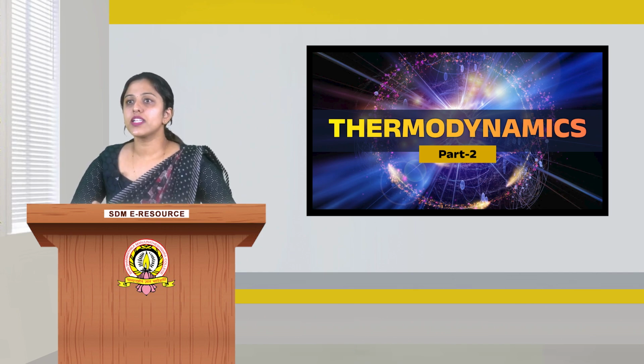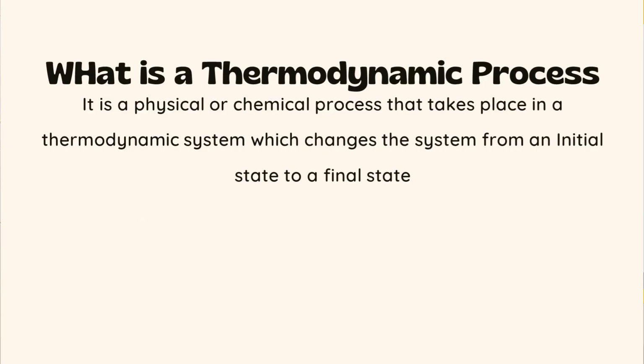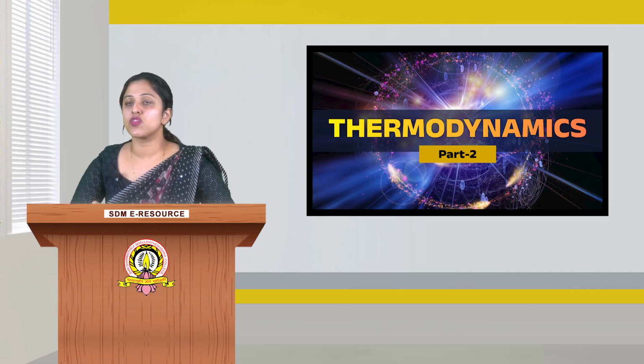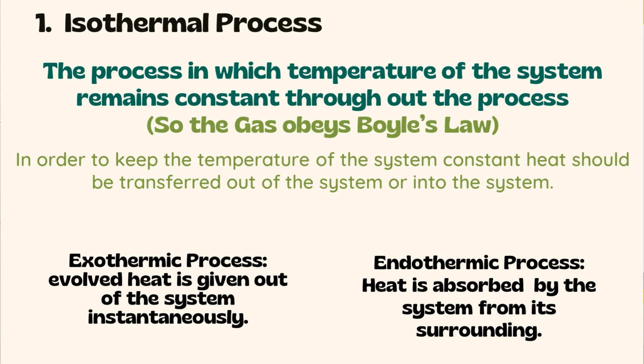Before that, what is a thermodynamic process? It is a physical or chemical process that takes place in a thermodynamic system which changes the system from an initial state to a final state. So that is called a thermodynamic process. The first one is isothermal process. The process in which the temperature of the system remains constant is called isothermal process.